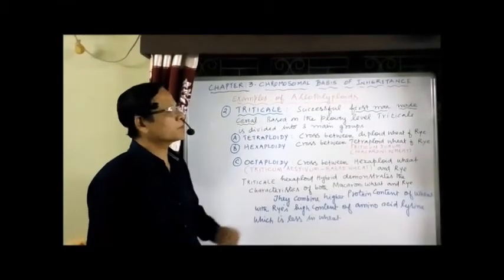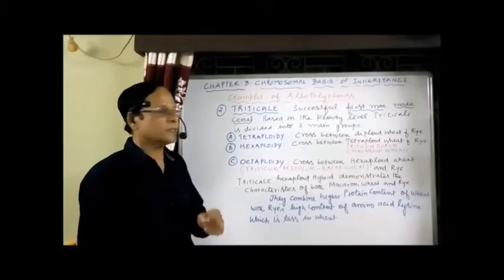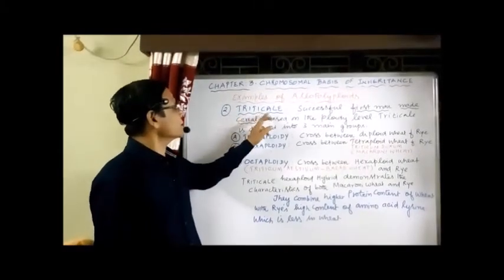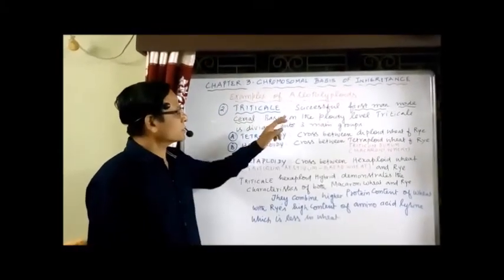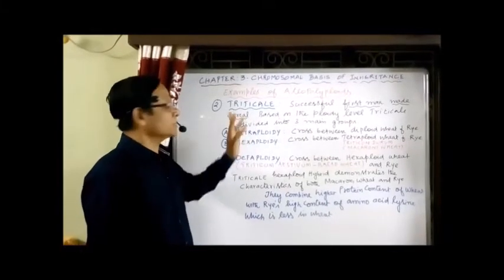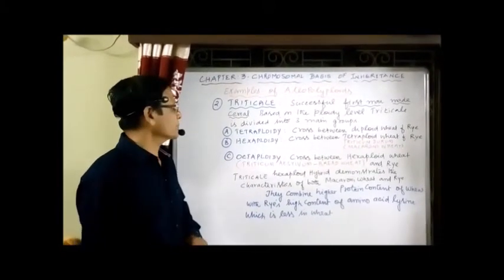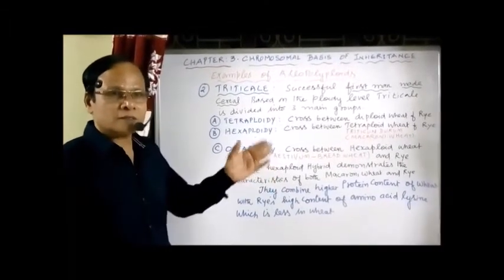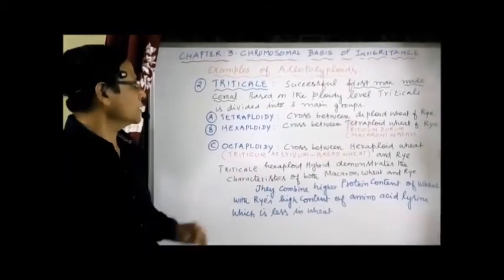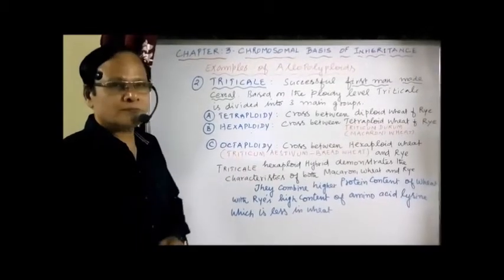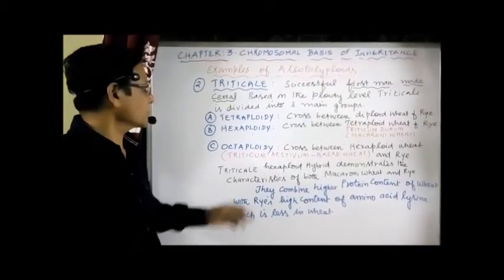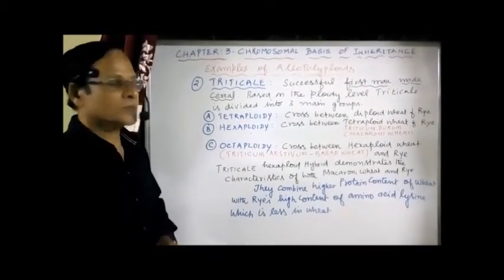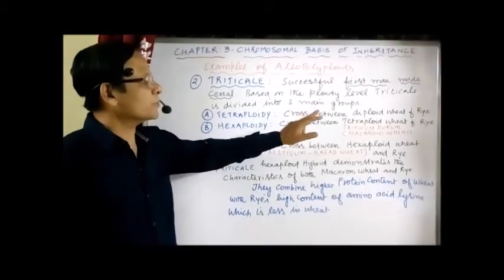Now the second example for allopolyploids is a cereal, triticale. It is a successful first man-made cereal. Based on the ploidy level, the triticale allopolyploid is divided into three main groups because of the combinations. First, tetraploid. It is a cross between diploid wheat and rye.